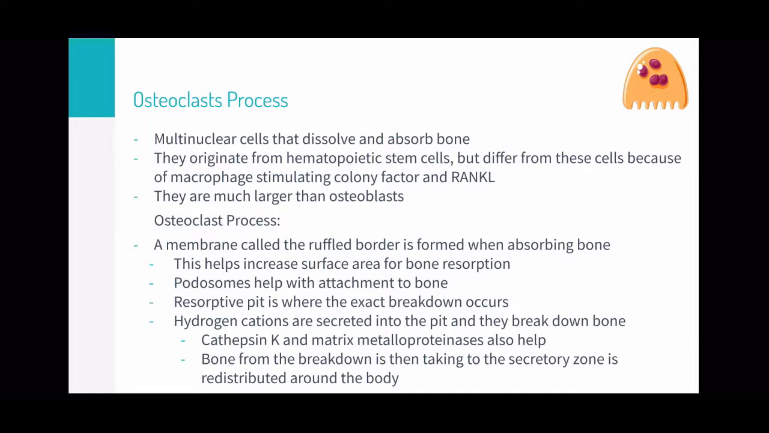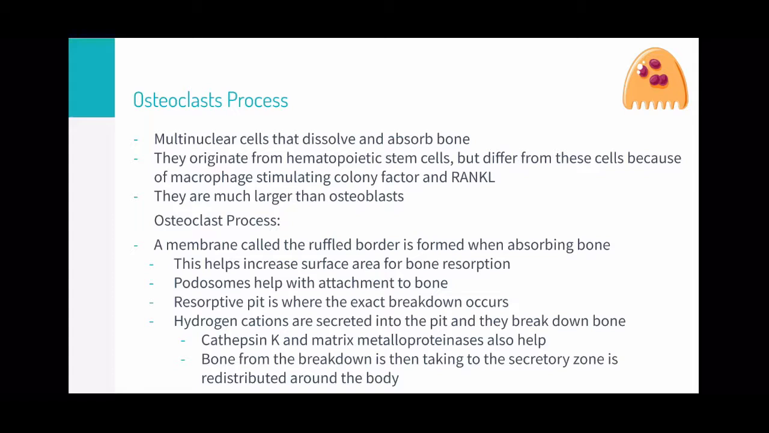There are multiple different tools that are used to aid in the process of bone remodeling. One of these tools is a multinuclear celled organism that dissolves and absorbs bone. This helps the bone remodeling process by aiding in removing old and damaged bone from the patient. They originate from hematopoietic stem cells, which are cells that are isolated from the blood and bone marrow and have the ability to renew themselves.